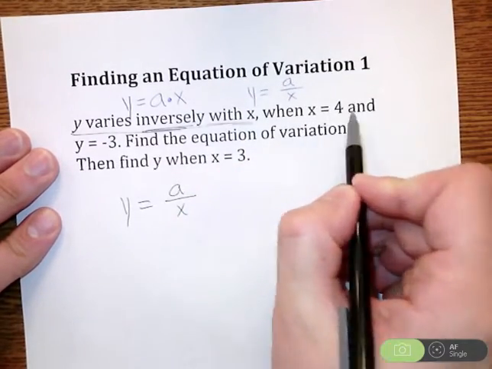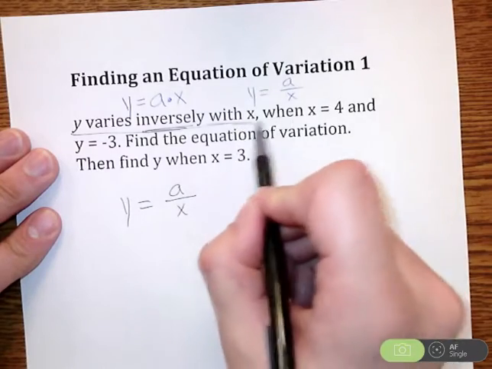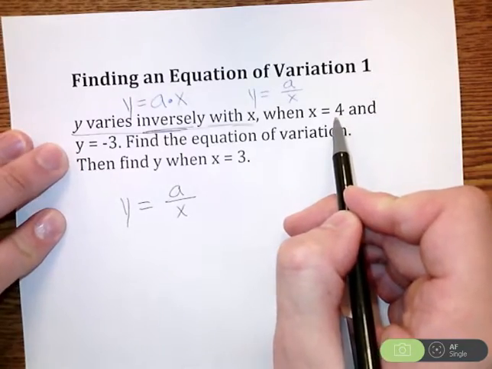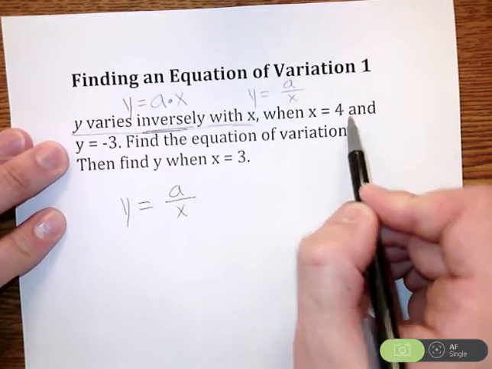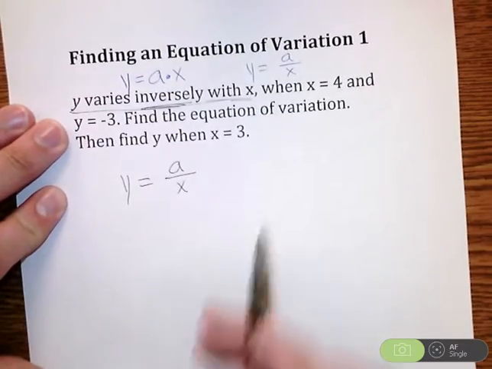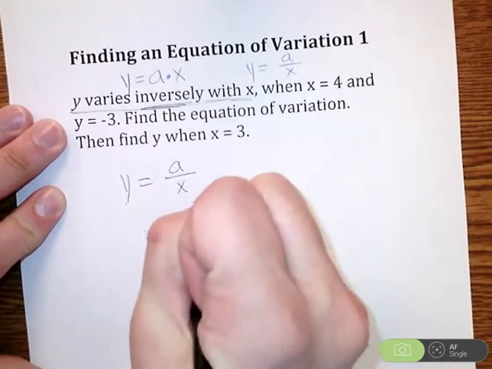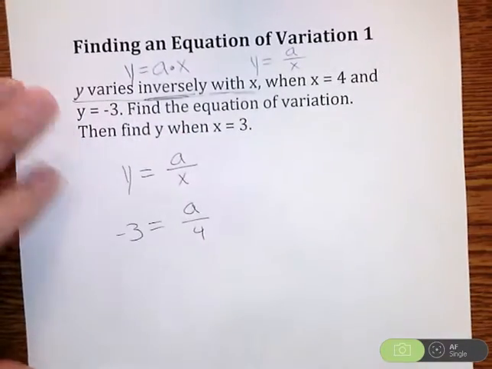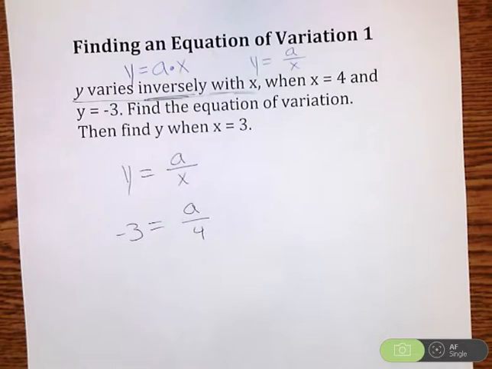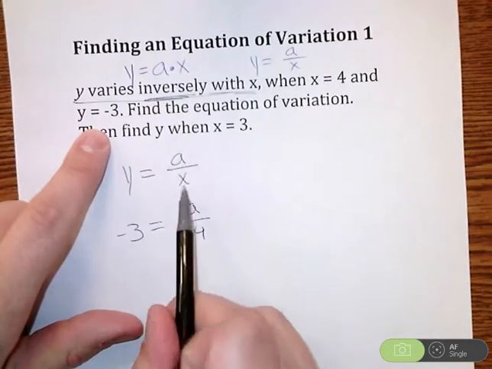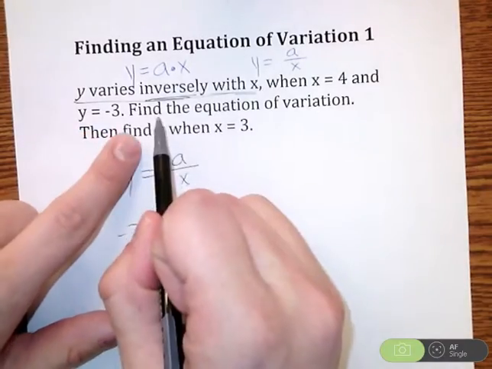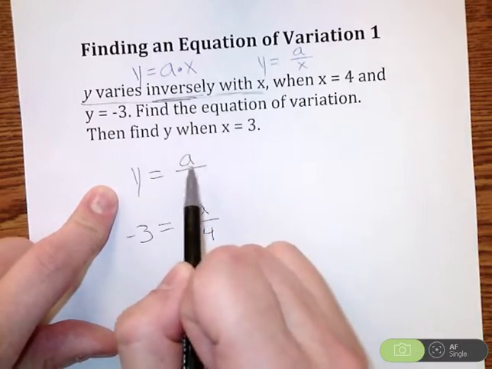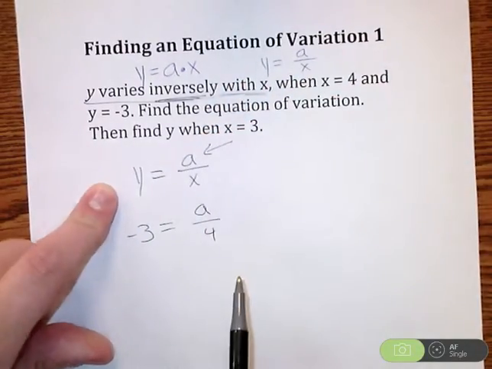That was the first part. It says y varies inversely with x, when x equals 4 and y equals negative 3. So they give me some information there. They tell me x is 4 and y is negative 3. So let's take that and plug it into the equation I just wrote. So x is 4 and y is negative 3. I still don't know a. That's an issue. They gave me the information that x and y are 4 and negative 3, and they want me to find the equation of variation. This is the start of my equation for variation, but I really need to know a.